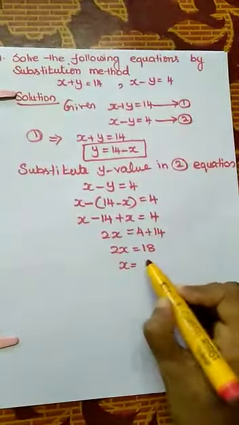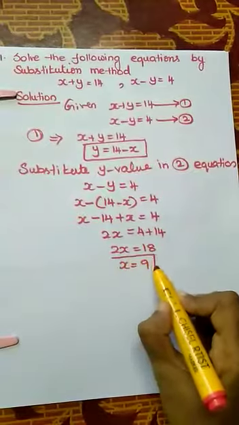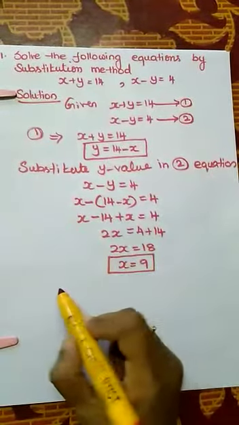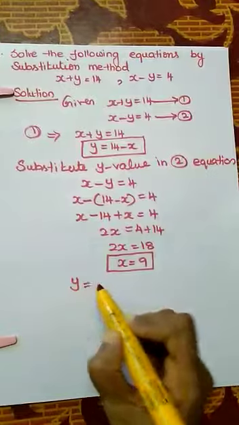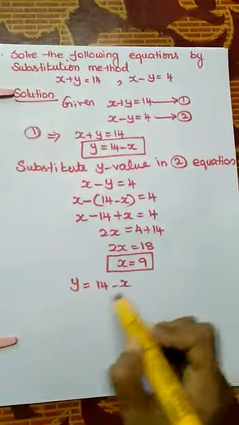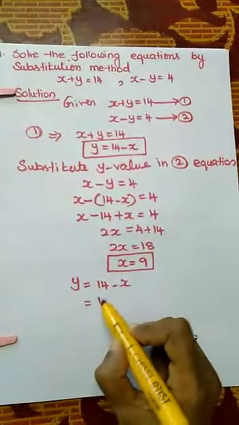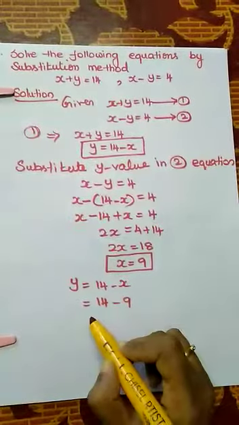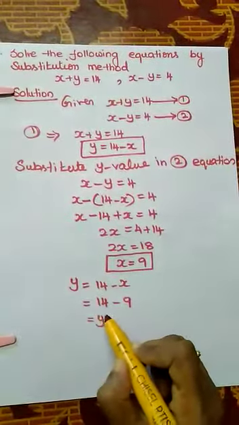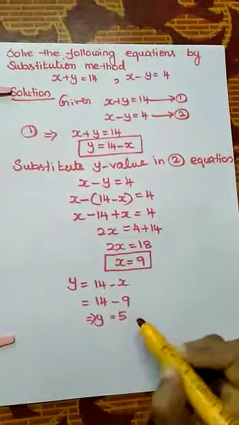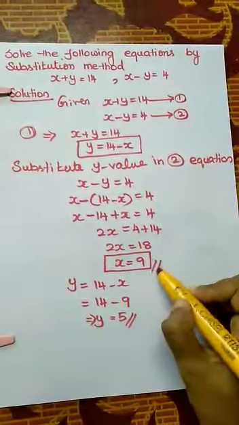So what is our x value? 18 by 2, that is 9. Next we have to calculate the y value also. y is equal to 14 minus x. So we have to apply the x value here: 14 minus 9. So what is the y value? 5. The x value is 9, the y value is 5.